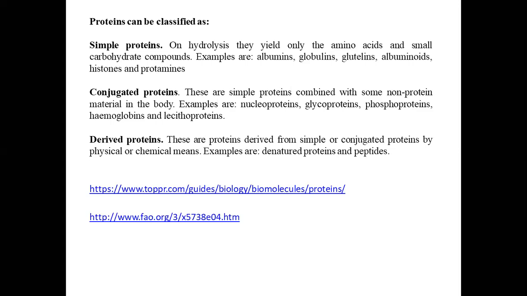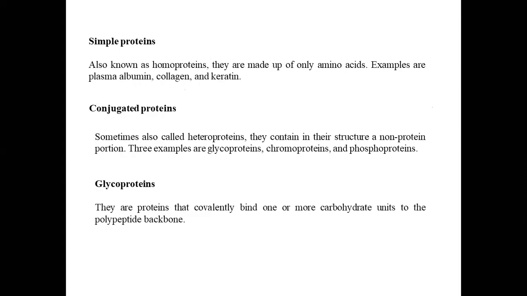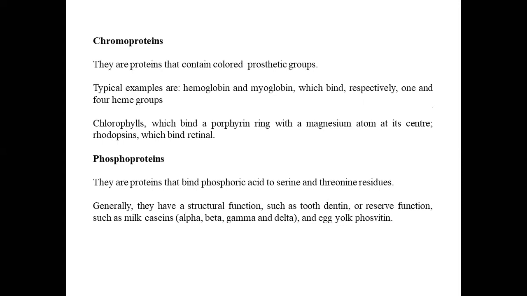Thank you. So derived proteins, the word derived actually explains where it came from. The derived proteins came from simple proteins and conjugated proteins. Again, we have simple proteins, conjugated proteins, and glycoproteins. Glycoproteins are proteins that covalently bind one or more carbohydrate units to a polypeptide backbone. Then we have chromoproteins. They are proteins that contain a colored prosthetic group.